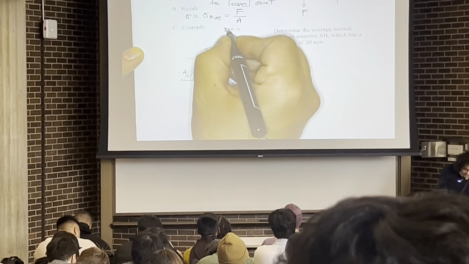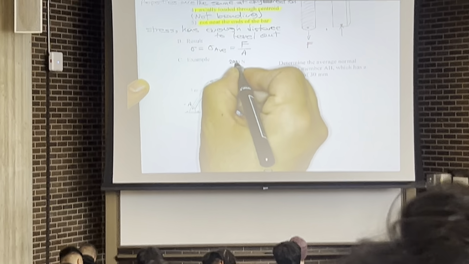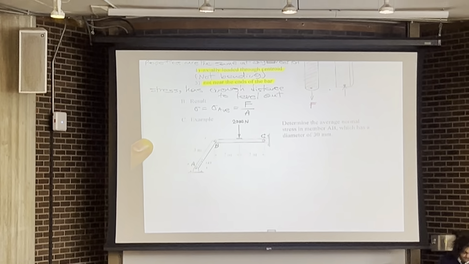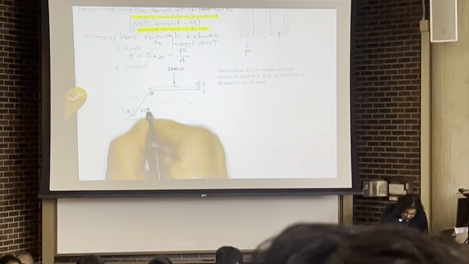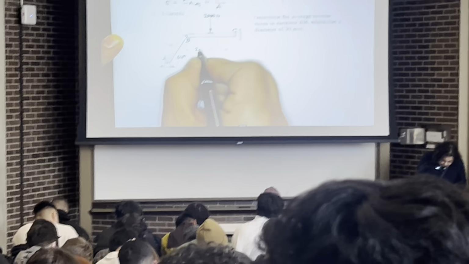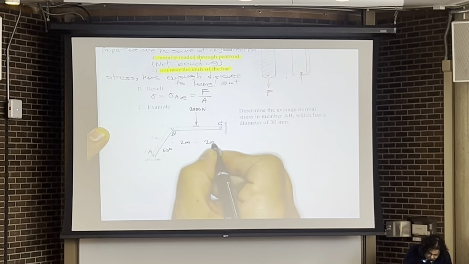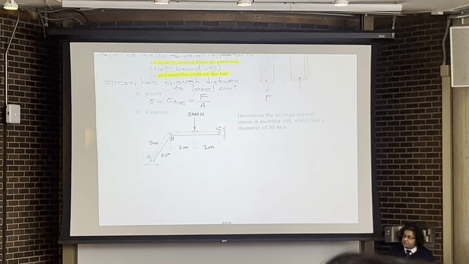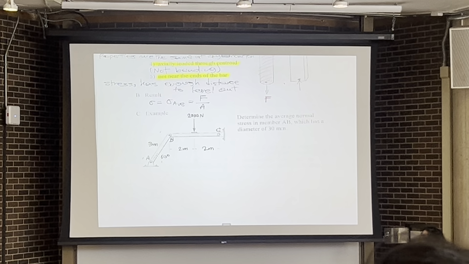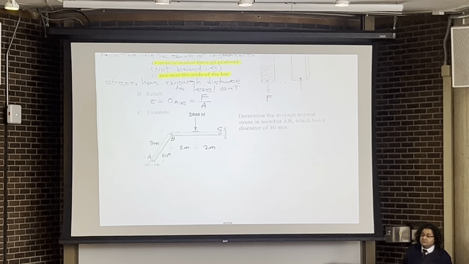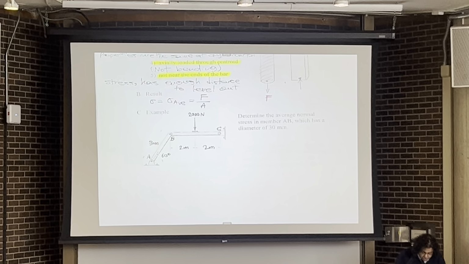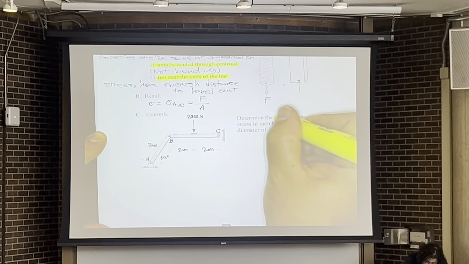The bar BC is subjected to a lateral force or transverse force of 2,000 Newton. And this is 60 degrees, this is 2 meter, this is 2 meter, and this is 3 meter. These are the information on this system. So, the problem is asking, determine the average normal stress in member AB.